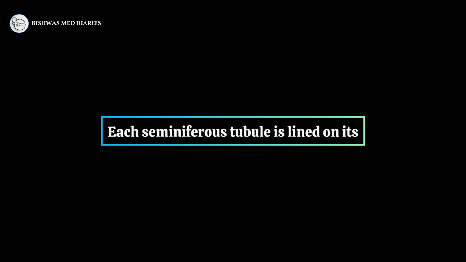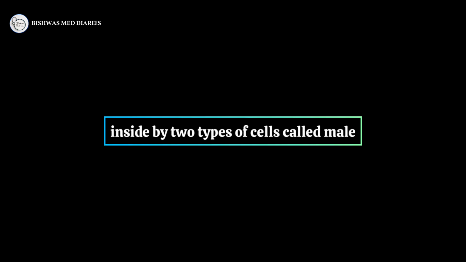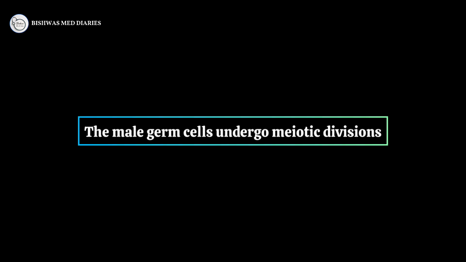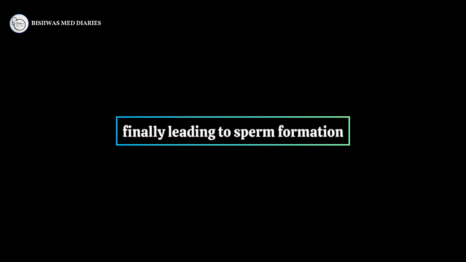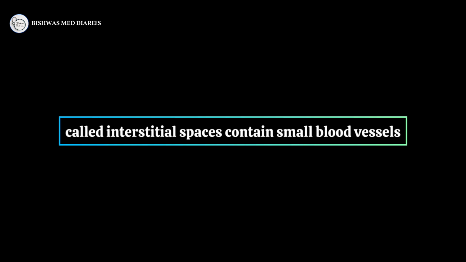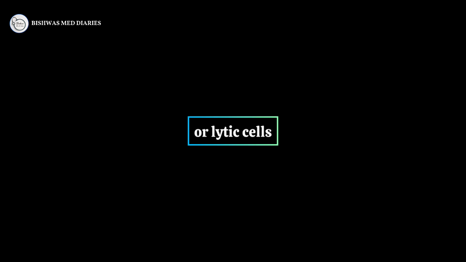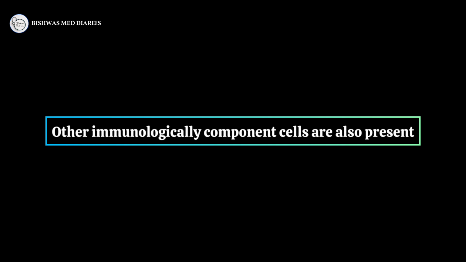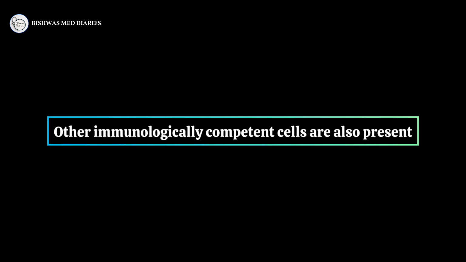Each seminiferous tubule is lined on its inside by two types of cells called male germ cells, that is spermatogonia, and Sertoli cells. The male germ cells undergo meiotic divisions, finally leading to sperm formation, while Sertoli cells provide nutrition to the germ cell. The regions outside the seminiferous tubules called interstitial spaces contain small blood vessels and interstitial cells or Leydig cells. Leydig cells synthesize and secrete testicular hormones called androgens. Other immunologically competent cells are also present.